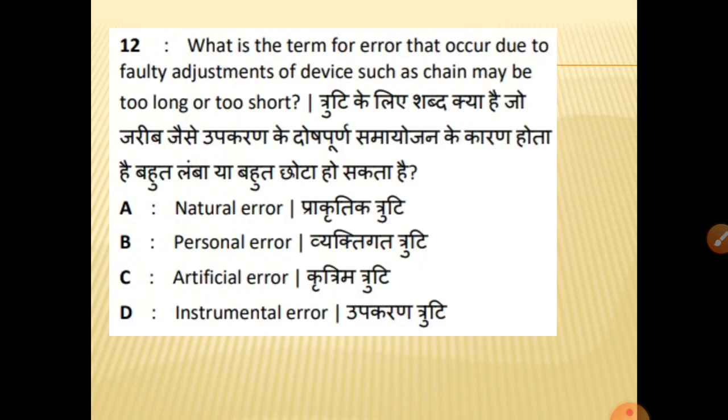12th question. What is the term for error that occurs due to faulty adjustments of devices, such as the chain may be too long or too short? Natural error, personal error, artificial error or instrumental error? Option D, instrumental error is the correct answer.